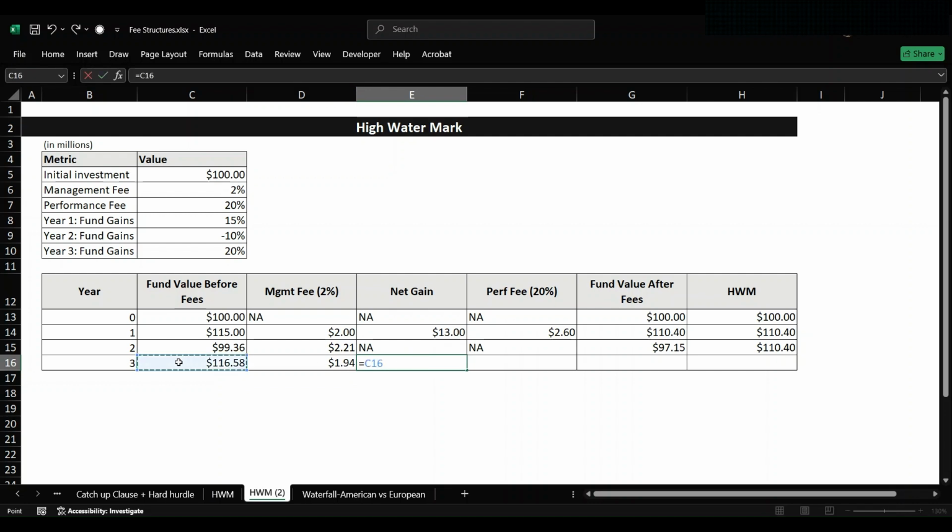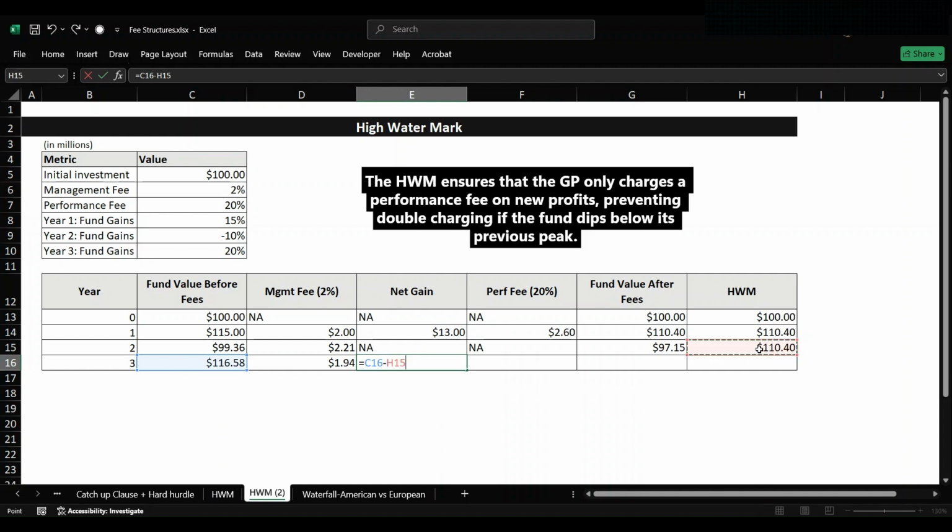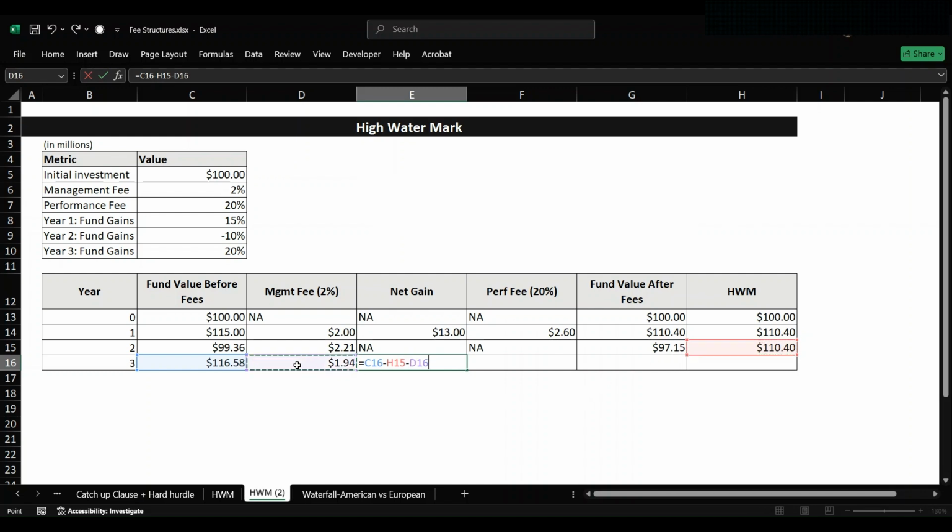For this, we will subtract 110.4 from 116.58 million. Here we are not subtracting 97.15 because we will be paying performance fees to the LP on the new profits generated. That's why we are subtracting the previous high water mark from our year 3 investment value. Subtracting management fees from it, and we get our net gain as 4.24 million.